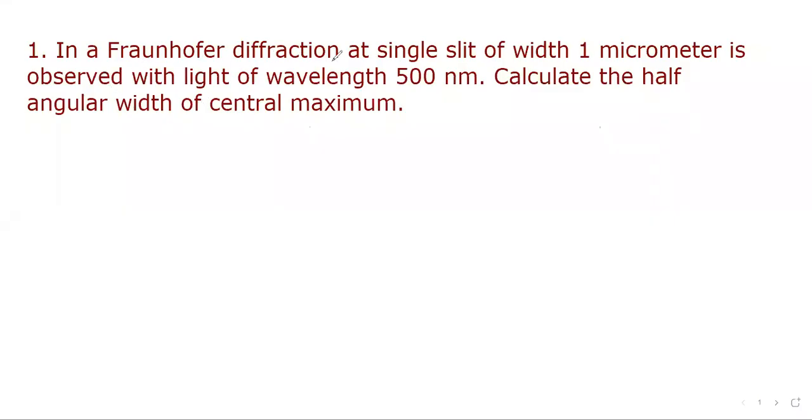In a Fraunhofer diffraction at a single slit of width 1 micrometer observed with light of wavelength 500 nanometer, calculate the half angular width of central maximum. So we know that half angular width of central maximum is equal to sine theta, which is given as lambda upon a.